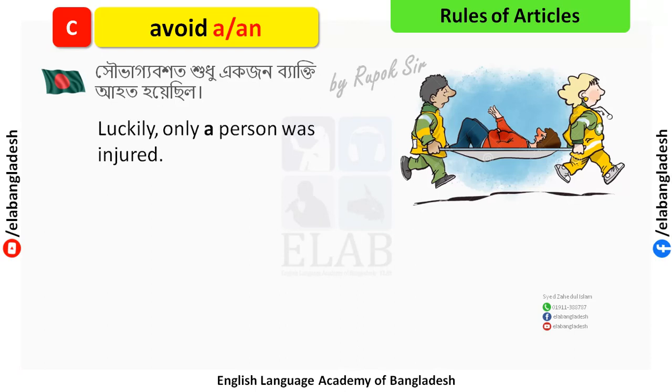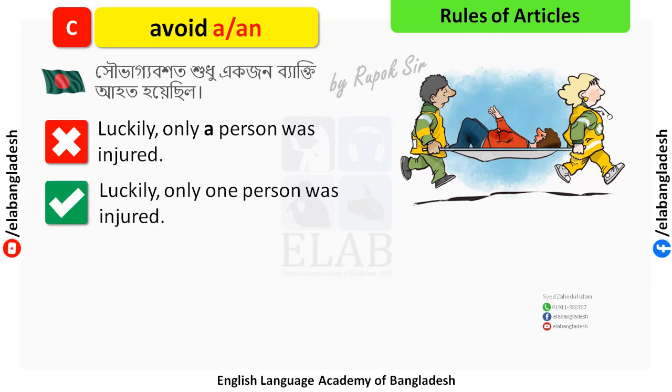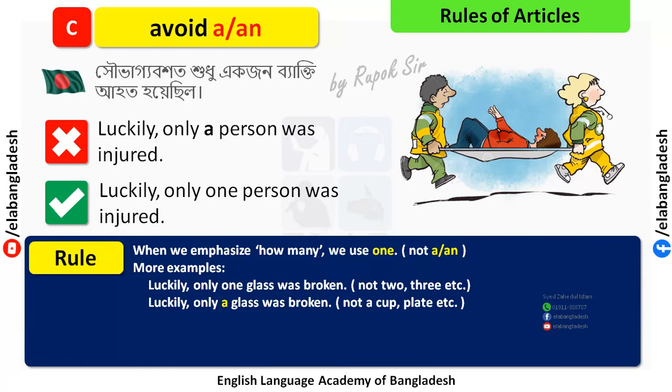Luckily, only a person was injured. Luckily, only one person was injured. When we emphasize how many, we use one, not a or an. More examples. Luckily, only one glass was broken, not two or three. Luckily, only a glass was broken, not a cup, plate, etc.